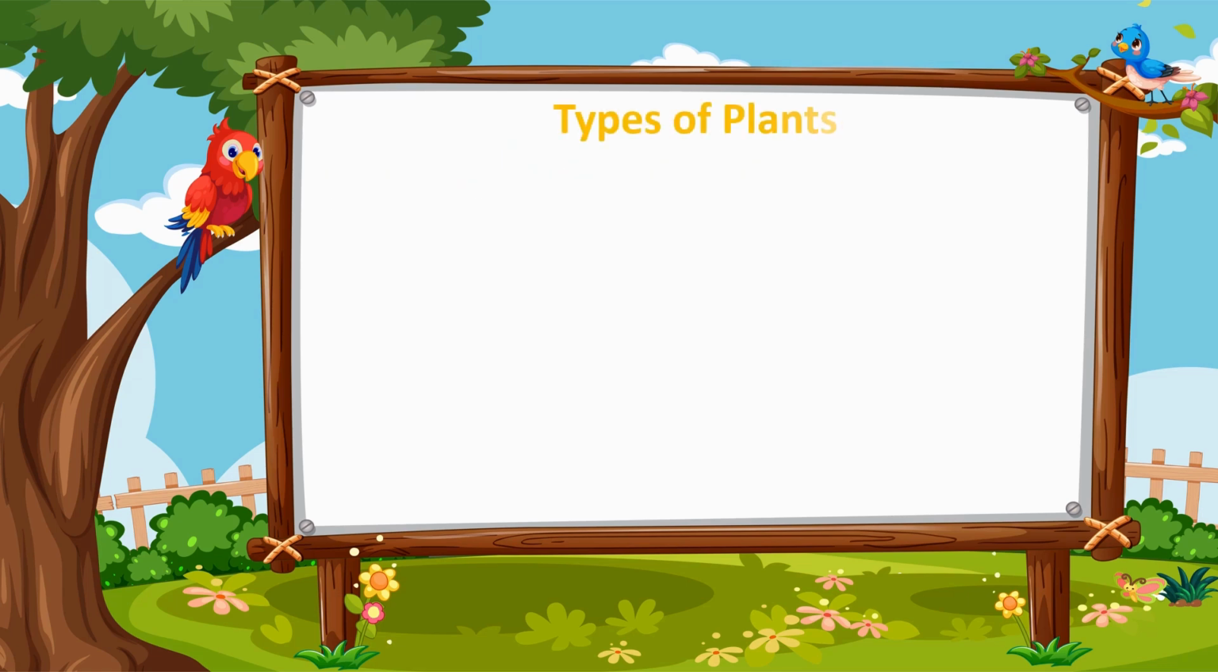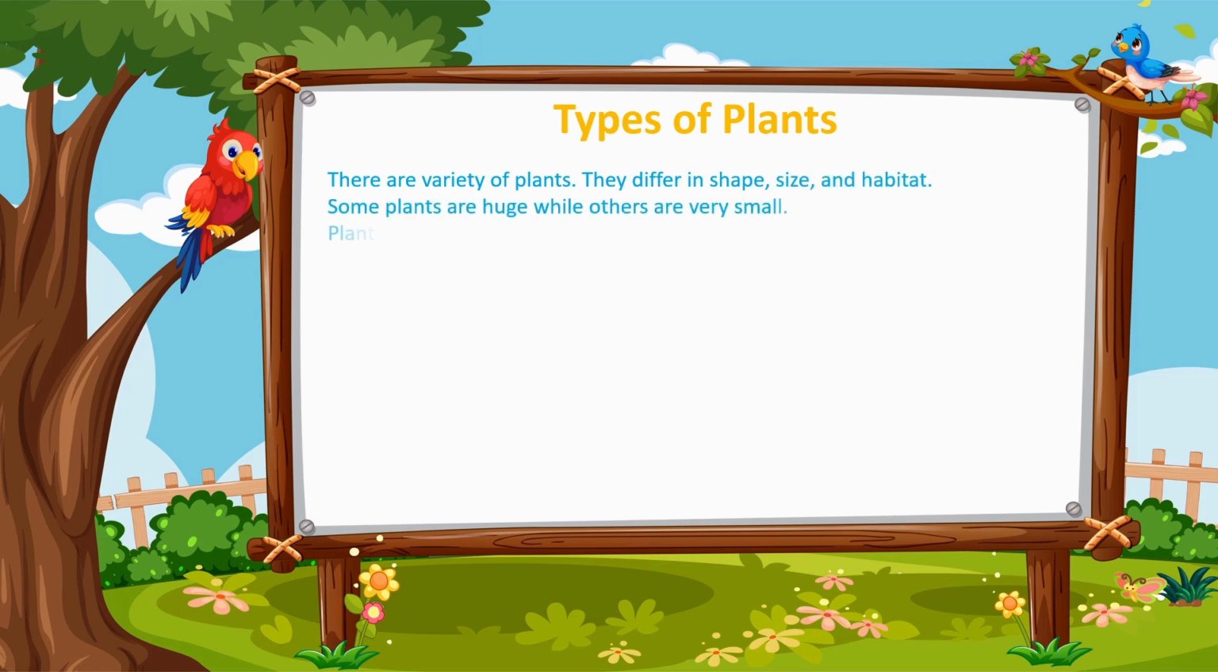Types of plants. There are a variety of plants. They differ in shape, size, and habitat. Some plants are huge while others are very small. Plants are classified as follows. A. Trees. B. Shrubs. C. Herbs. D. Climbers. E. Creepers.